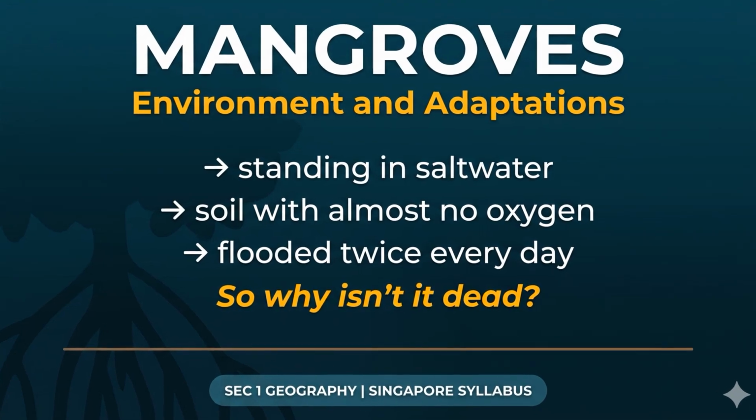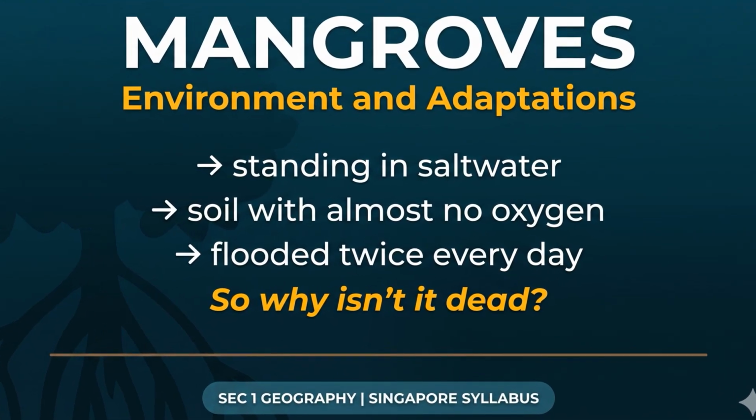This tree is standing in salt water. The soil around its roots contains almost no oxygen. It is flooded by the sea, twice every single day. By every rule of plant biology, this tree should be dead. So why isn't it? Welcome to today's video on mangroves.